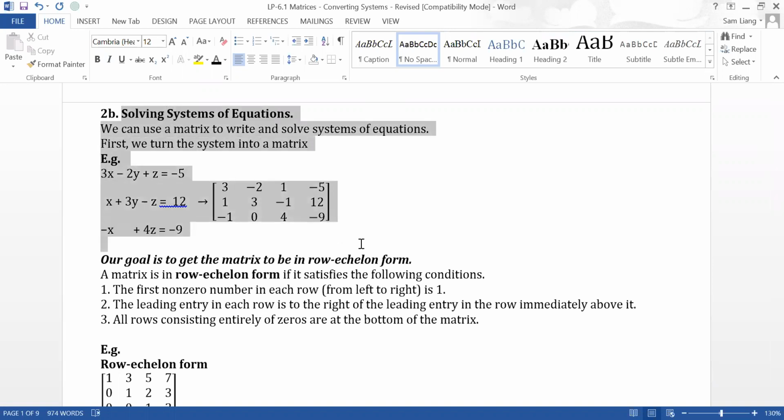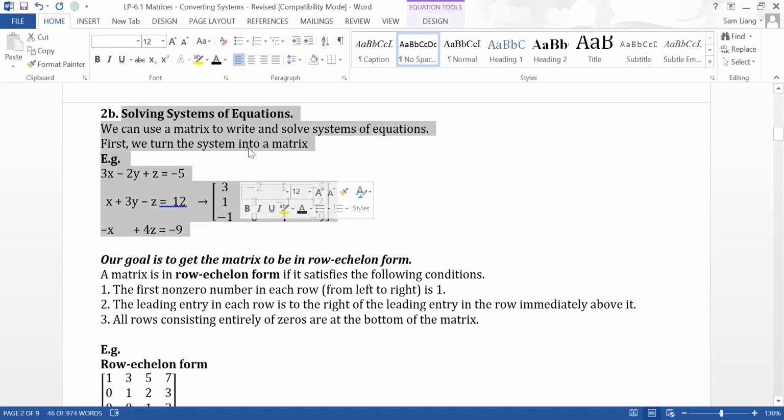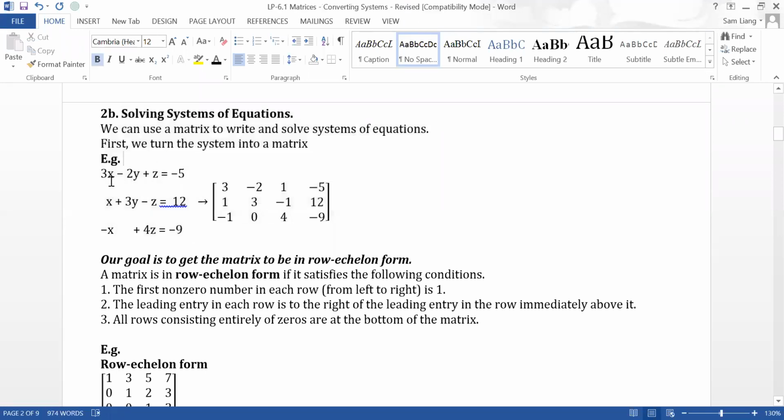So this is just one example, right? Please copy this down as well. We can use a matrix to write and solve systems of equations. First, we turn the system into a matrix. So this one is really simple as well. You just write the coefficients, right? So here, this first equation, we have 3, -2, 1, and then the other side is -5. So you literally just write those numbers in the first row.